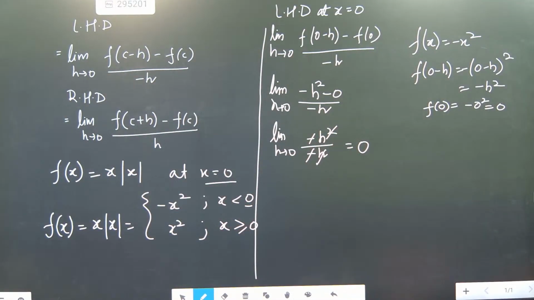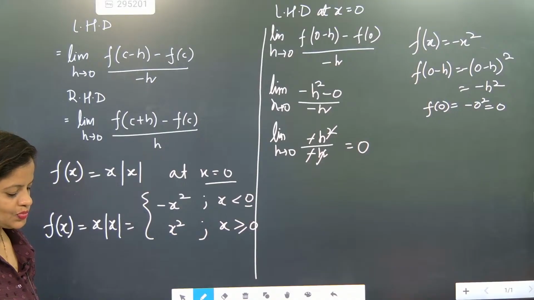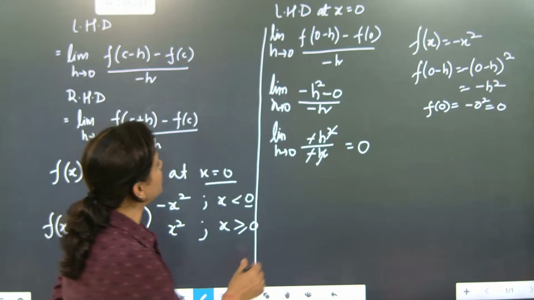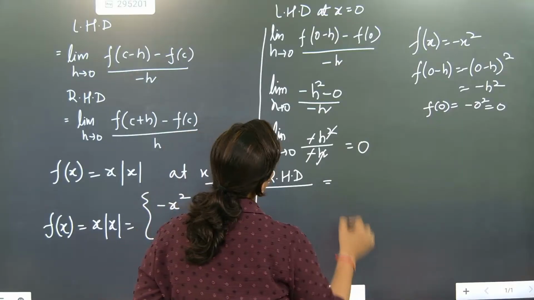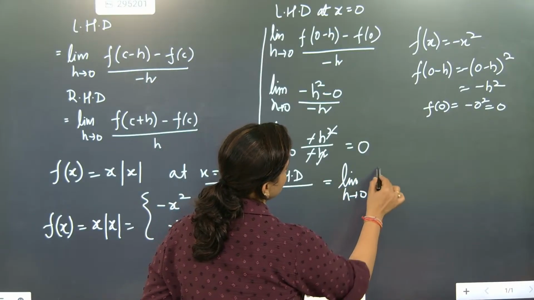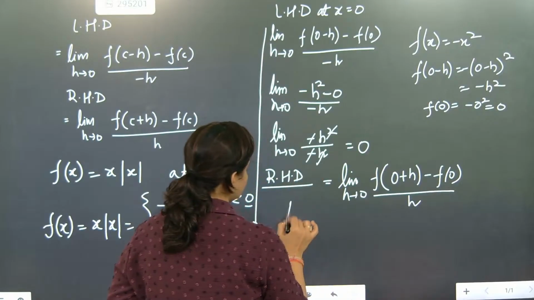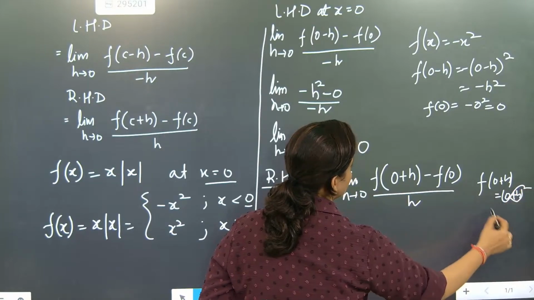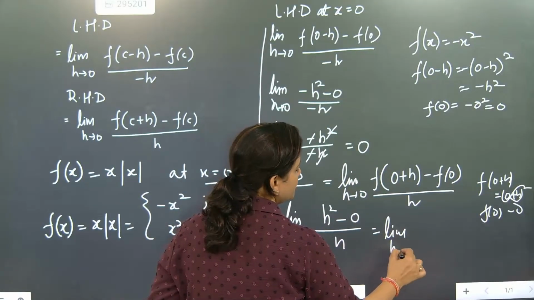Then now go for RHD. Here we are checking whether it is going to be differentiable. Look here, RHD. If somebody asks you the right hand derivative, what do you write? Limit h tends to 0, f of 0 plus h minus f of 0 by h. Directly, f of 0 plus h means 0 plus h whole square, and f of 0 means 0. So it will become h square minus 0 by h, limit h tends to 0, which is h, so the answer is 0.